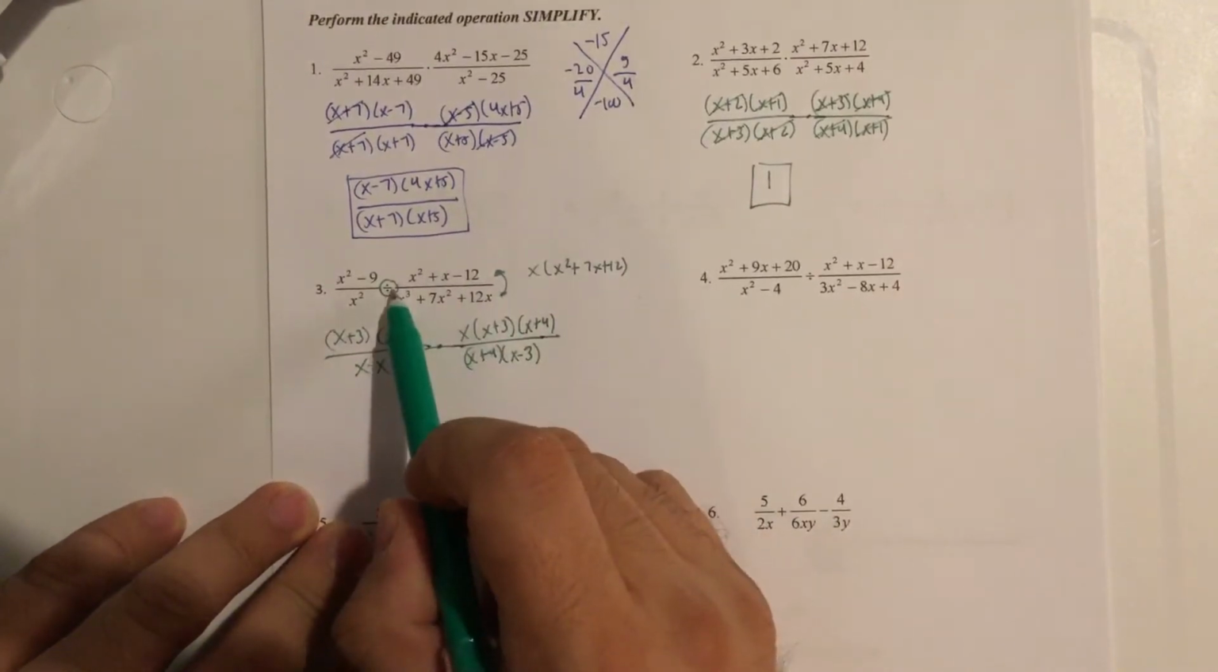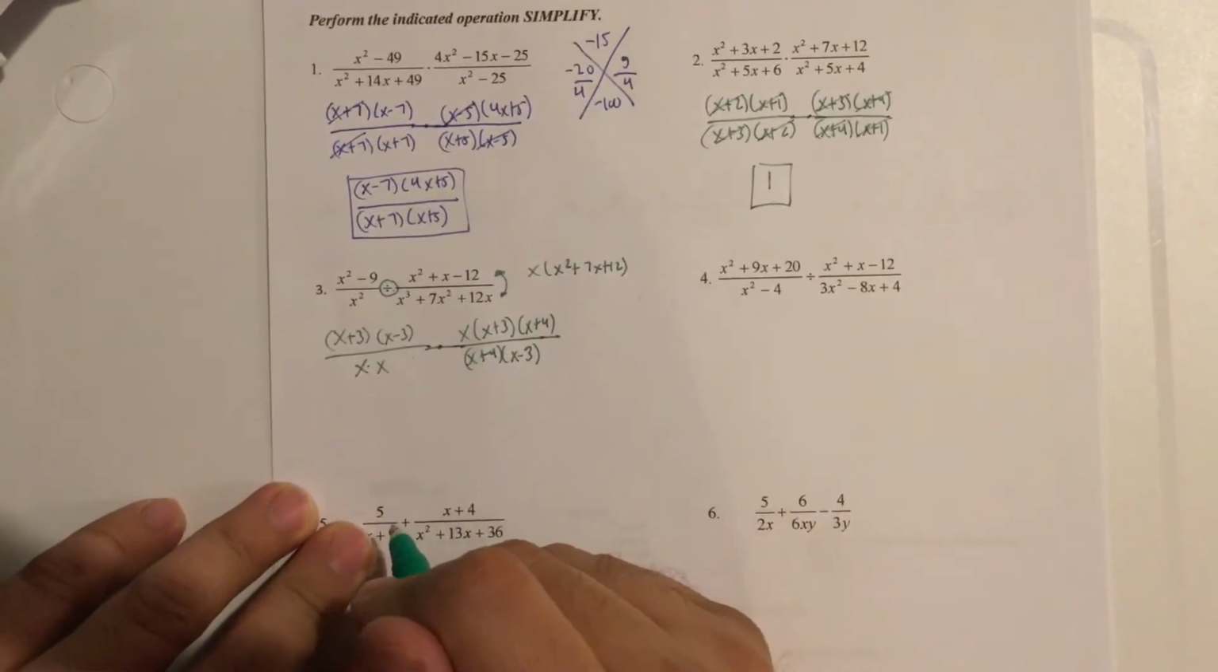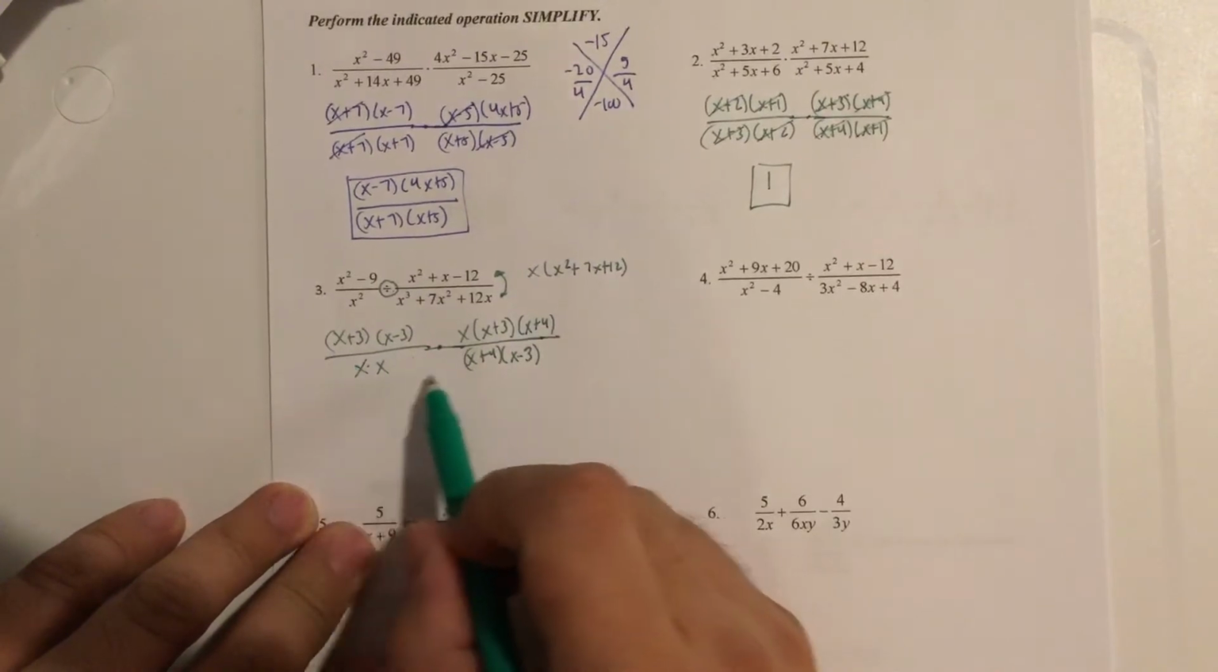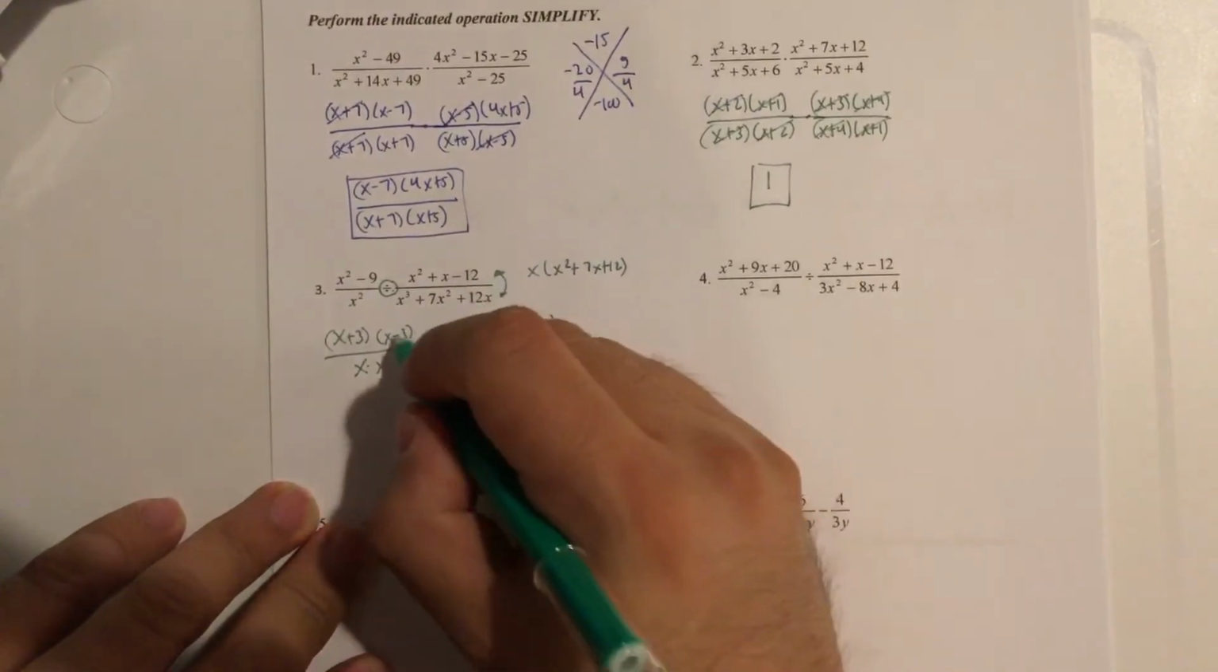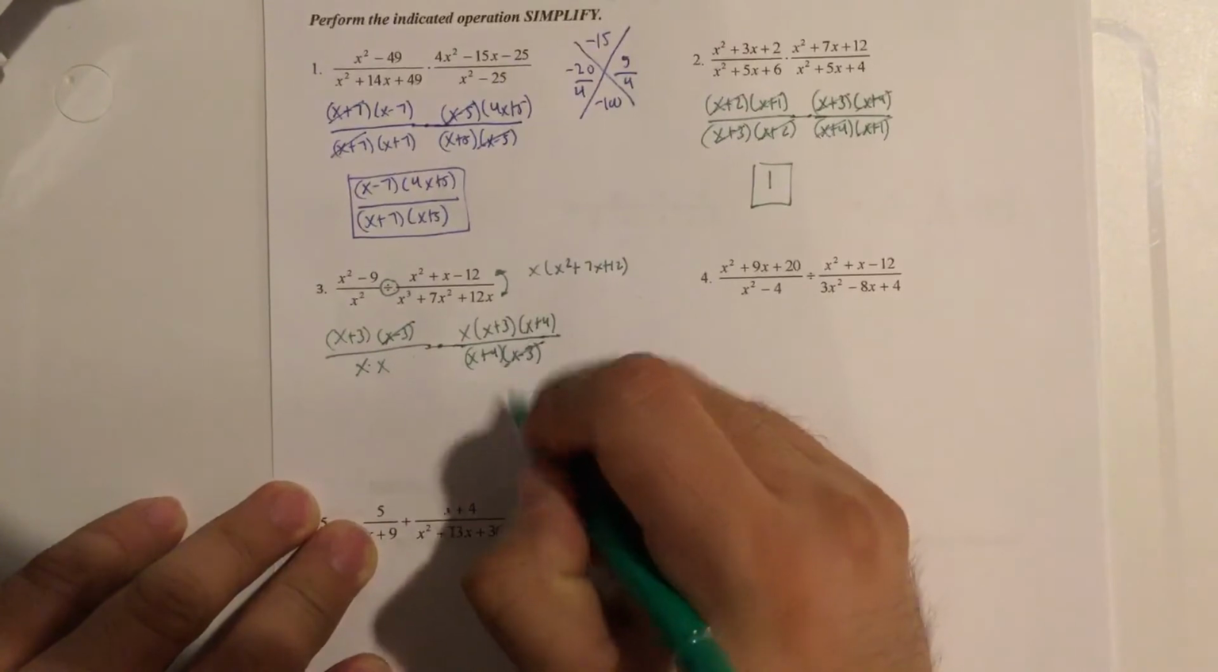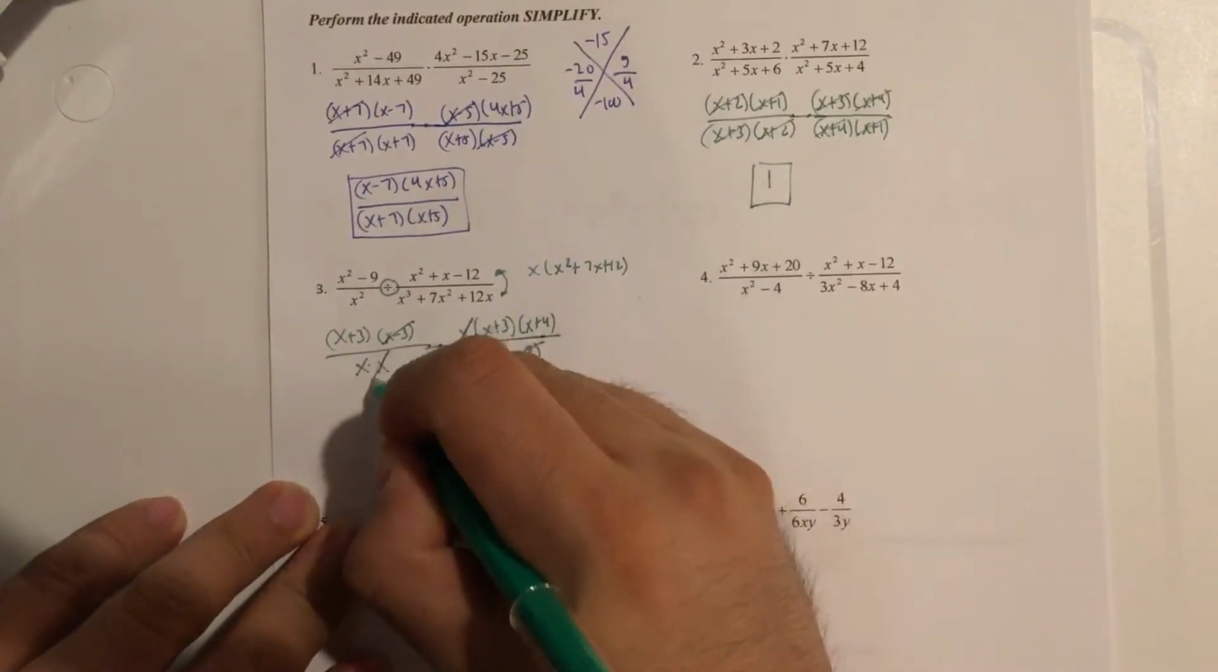So remember, it's division. You flip the second one over and you multiply. Okay, so we start from the top left. Do I see x plus 3 anywhere on the bottom? I don't. Do I see x minus 3? Yes, I do. Do I see an x? Yeah, I can cross out this x and this one.